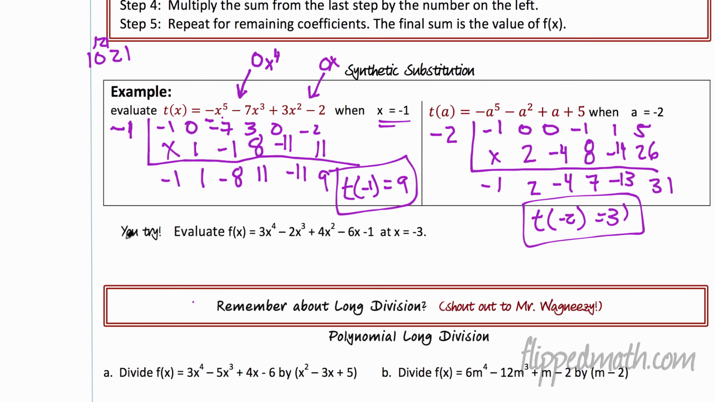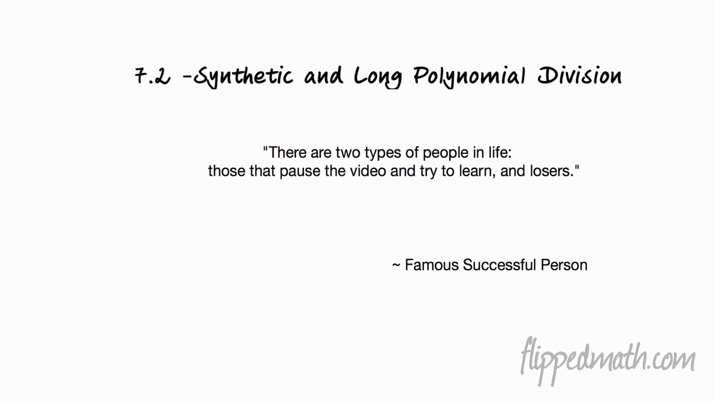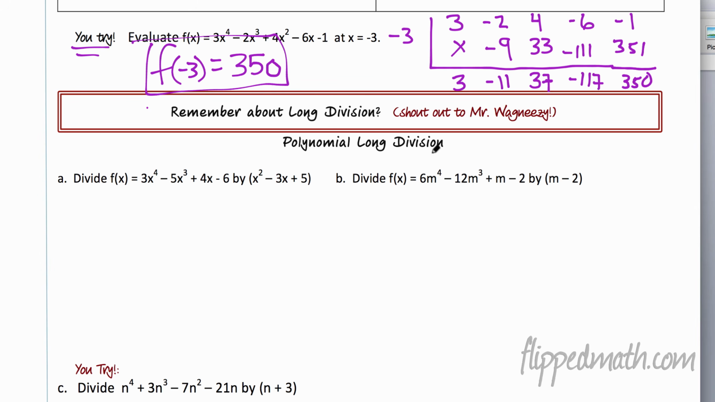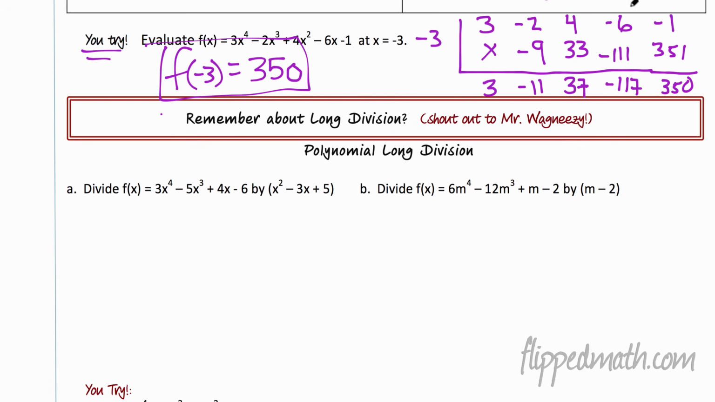It's time for you to try one all by yourself. So evaluate this function at x equals -3 all by yourself. Pause the video. Go! Okay, peoples. I got a very nice and even 350, and you can see my work right there. Go through and check it. If you have any questions, put it in the corner and go talk to your teacher about it.